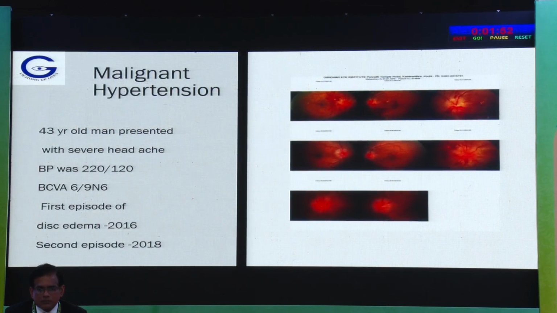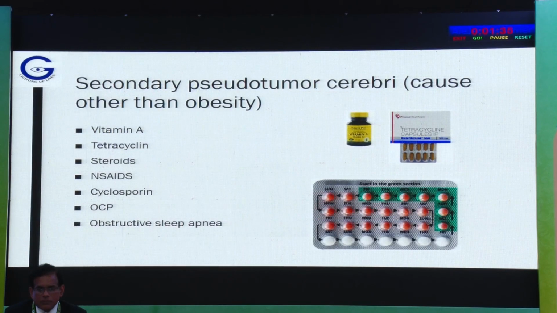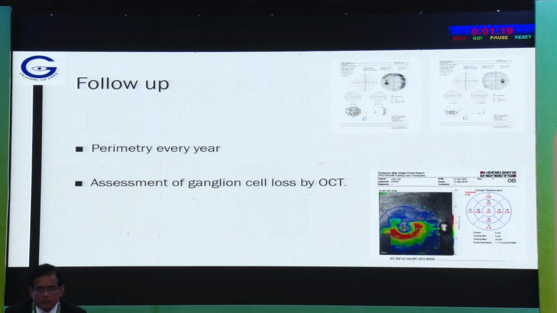This is a 43-year-old man who came to us with severe headache. He had 2 episodes of bilateral disc edema, recurrent disc edema. When BP was checked, it was 220/120. So this is a case of malignant hypertension. If you don't find any cause of bilateral disc edema, we have to think about drugs causing it: vitamin A, tetracyclines, steroids, NSAIDs, cyclosporin, OCP, and obstructive sleep apnea should be kept in mind. Follow-up should be with perimetry every year, and assessment of ganglion cells by OCT should be done every year.